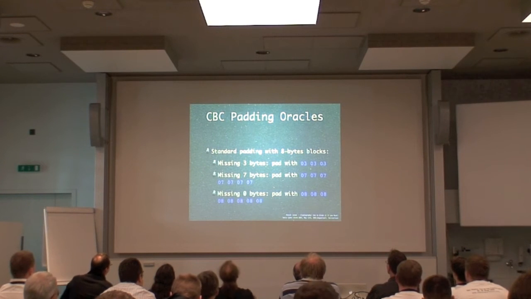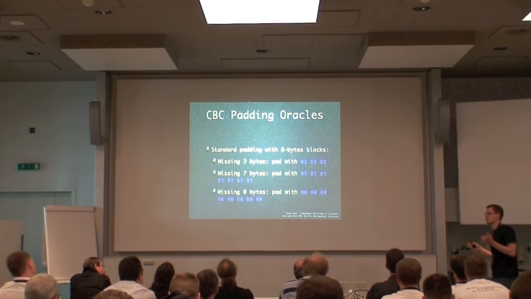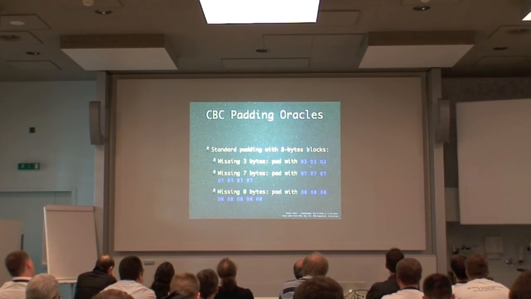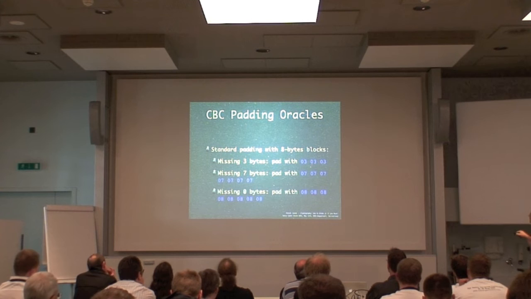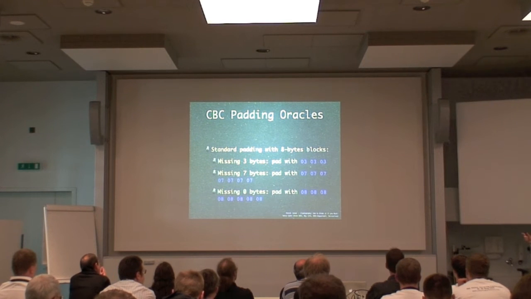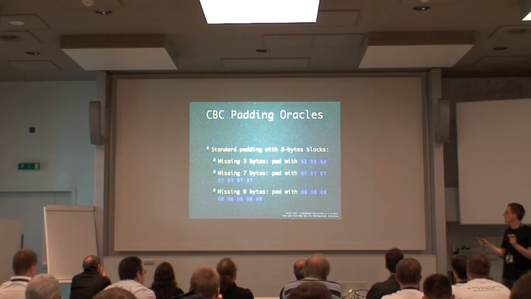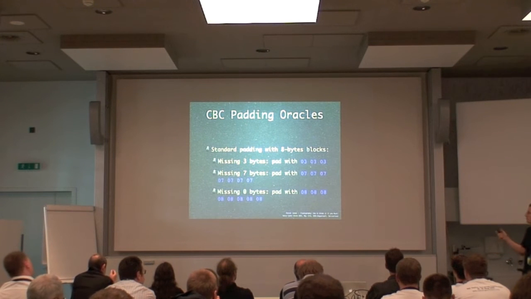A very basic engineering problem. You will have to pad your data such that they fit a length which is a multiple of 8 bytes or 16 bytes. So how to do? A standard way to do it is, if you are missing 3 bytes, you will just add 3 bytes of value 3. If you are missing 7 bytes, you will just add 7 bytes of value 7. If you are missing 0 bytes, you will just add a further block, consisting of all bytes of value 8 bytes if you have the case of 5 bytes.